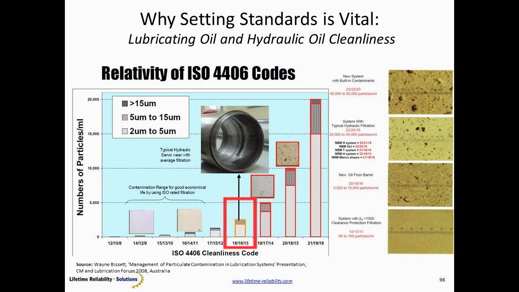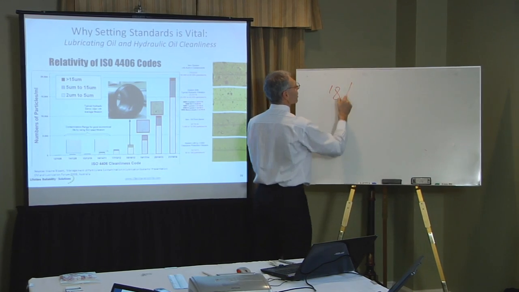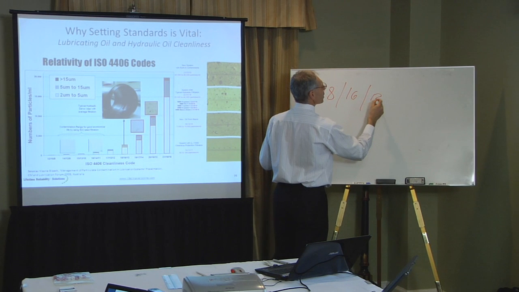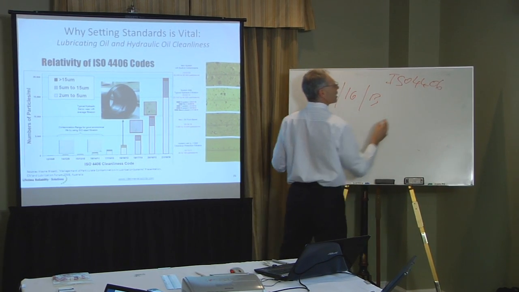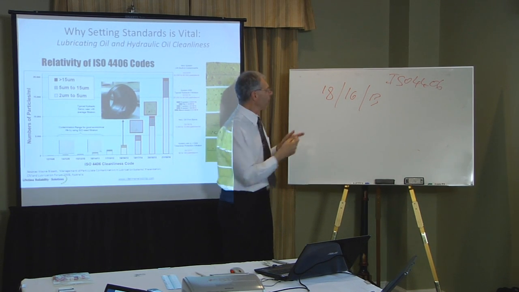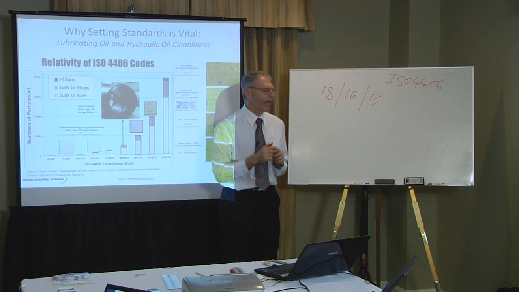Now, if this means nothing to you, that's part of the problem. Because that ISO count number is vital to understand if that lubricant is in a condition that is safe to use. Let me explain. 18, 16, 13, it's ISO 4406. In that standard is a table that tells us what these numbers represent in terms of actual particle count.